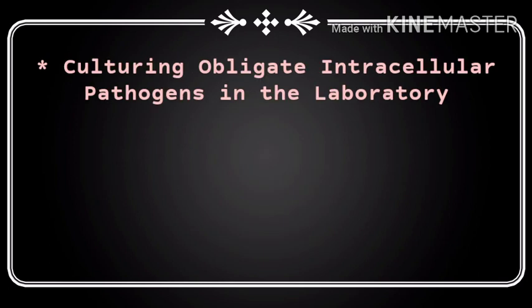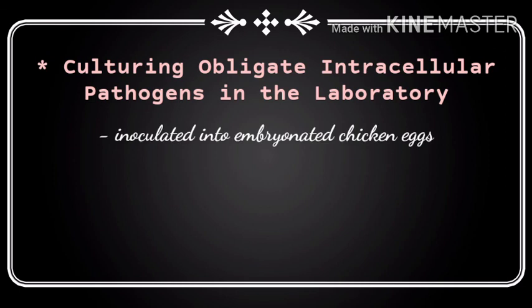Culturing obligate intracellular pathogens in the laboratory. As we know, obligate intracellular pathogens are those microorganisms which can only survive and multiply within living cells, so they need the host cell. Here are 3 ways in which the organisms may grow in a laboratory. They must be inoculated into embryonated chicken eggs, into laboratory animals, or into cell cultures.